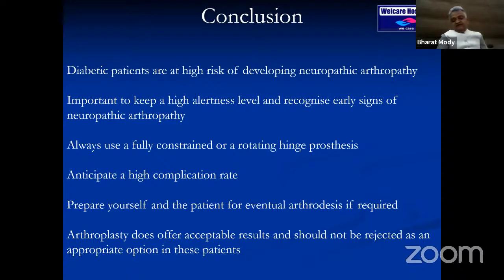I missed out on that second case that I showed you. Always use a fully constrained or a rotating hinge prosthesis. Anticipate a high complication rate. Prepare yourself and the patient for eventual arthrodesis if required. And arthroplasty does offer acceptable results and should not be rejected as an appropriate option in these patients.